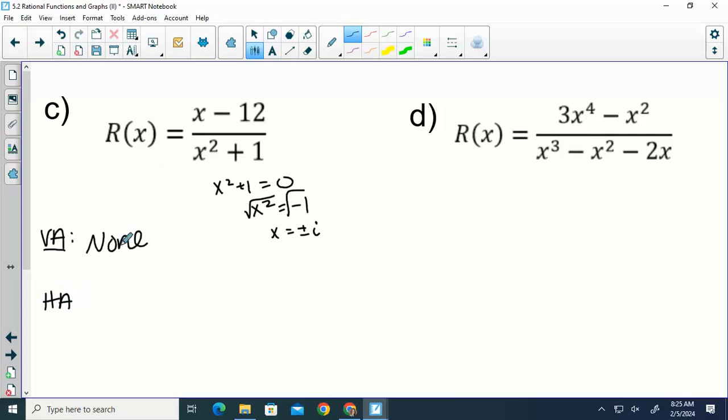Horizontal or oblique? Let's see what we've got. What's the degree of the top? 1. What's the degree of the bottom? 2. Okay. If the top degree is smaller, doesn't even matter how much smaller, what's that? Y equals 0. Horizontal, y equals 0. Because if you set up the division, you wouldn't be able to divide it.